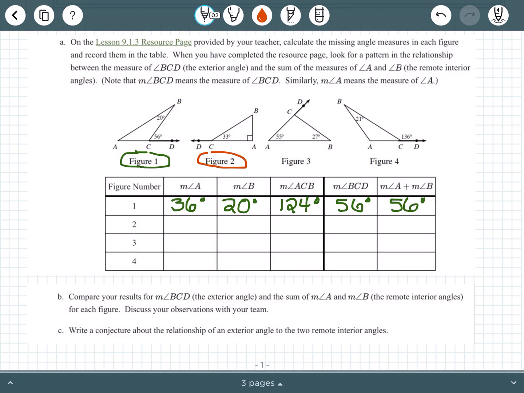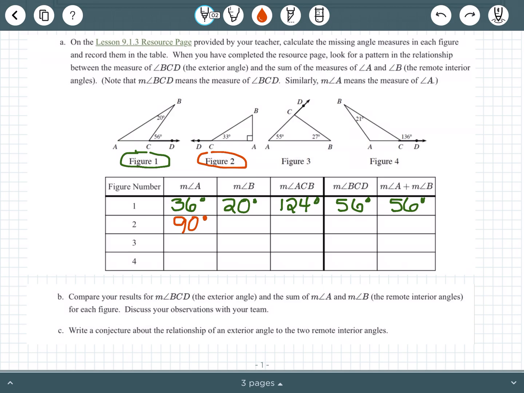All right, figure 2, the measure of angle A. Well, that's going to be this one here, and that is a right angle symbol, which means it is 90 degrees. The measure of angle B. Now, that is this angle here. They don't give us that one, but we can find it out.